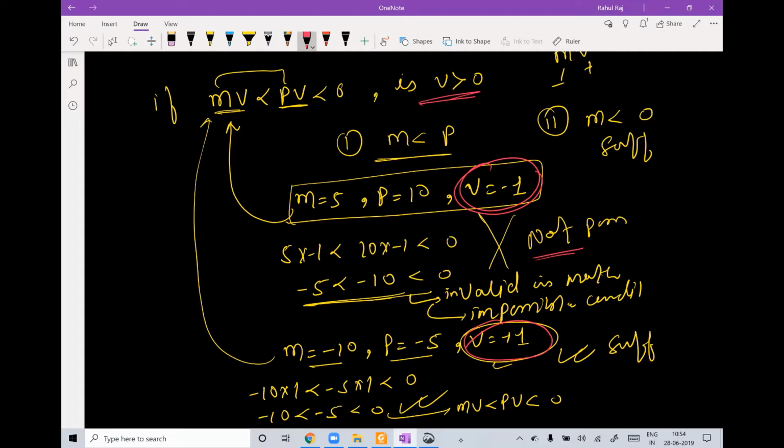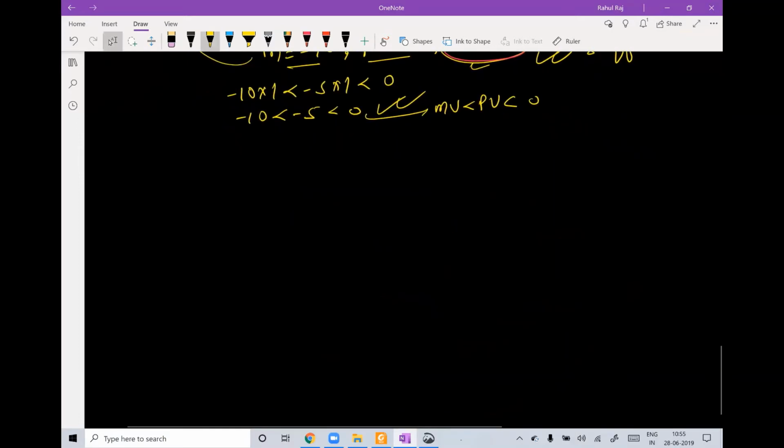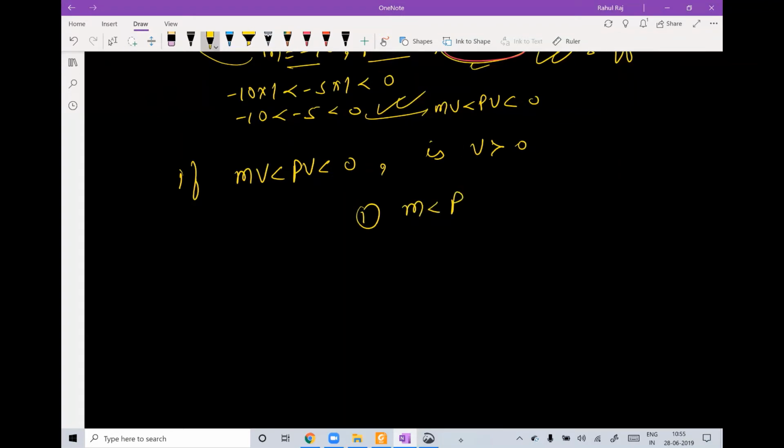Right? Now this is something that you will do naturally. But how do you use the information? See here, what I've told you: if MV is less than PV is less than 0, the question is V greater than 0. The first option is M is less than P, the second option is simply M is less than 0. This is for sure sufficient. Now I need to use this information, right? So how do I smartly solve this problem in 20 seconds? Can I say here that the magnitude of MV is less than PV for sure, but the magnitude of MV is 100% greater than PV, right?